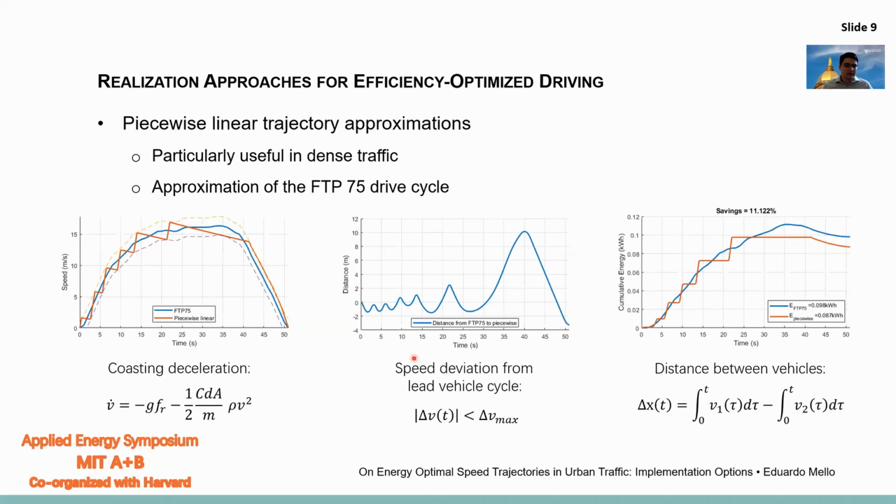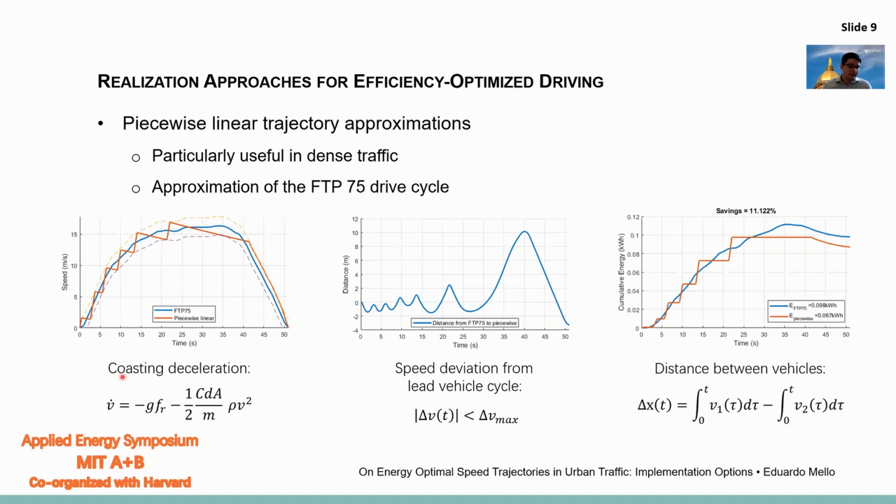The next realization I would like to introduce is the piecewise linear trajectory approximation. In this case, we are approximating a scenario seen in typical traffic. The curve in blue is extracted from the FTP75 by a succession of segments of hard acceleration followed by segments of coasting. And this scenario is particularly useful for dense traffic where you cannot allow much distance between vehicles.